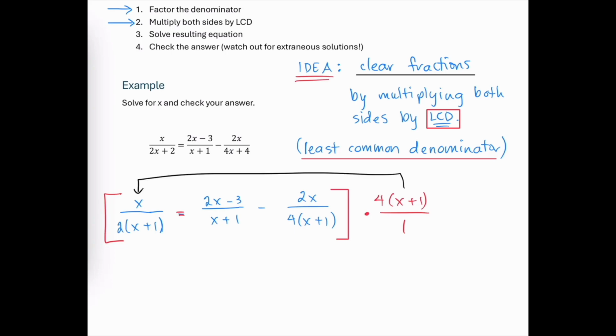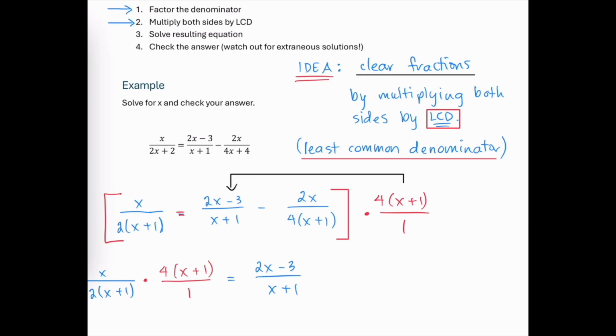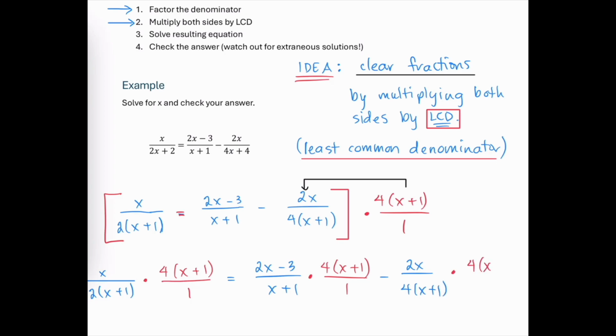So first we'll multiply the LCD by the first quantity over on the left, so we'll just copy paste x over 2 times x plus 1, and that's going to be multiplied by the LCD, 4 times x plus 1, over 1, which is then going to be equal to the LCD now times this next term, so we have 2x minus 3 over x plus 1, which is going to be multiplied by our LCD, 4 times x plus 1 over 1. And then from that we subtract the LCD now times this last term, so we have 2x over 4 times x plus 1, which is that last term, that is also then multiplied by this least common denominator, again over 1.